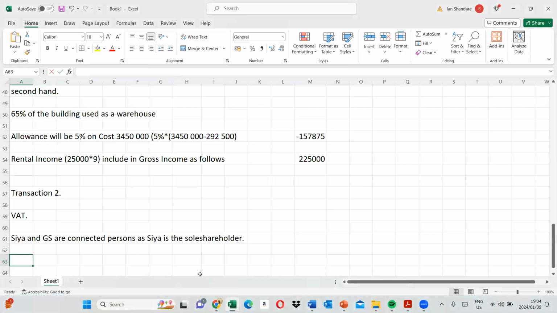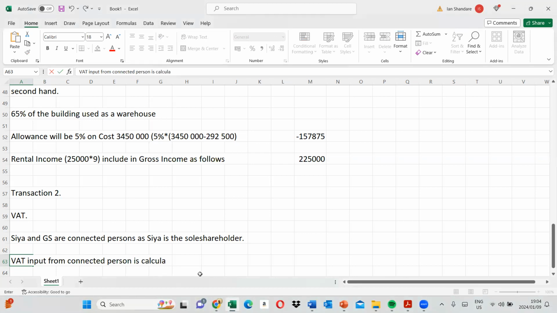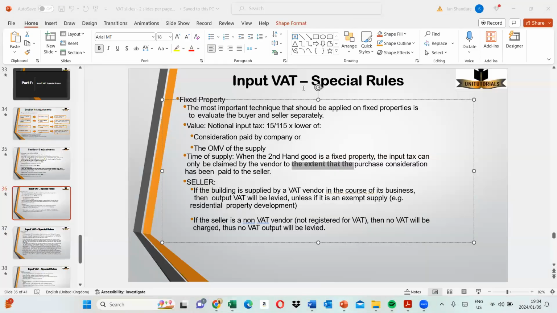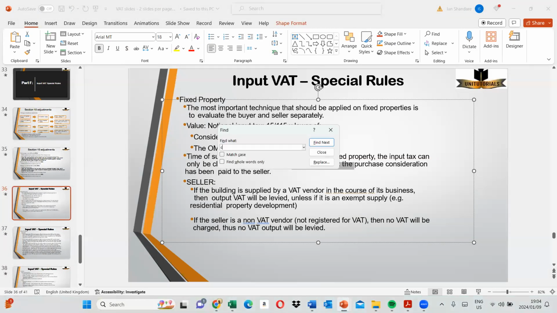All right. So VAT input from a connected person is calculated at the lower of cost and market value. Right, let me just quickly see if I have that in the notes as well.